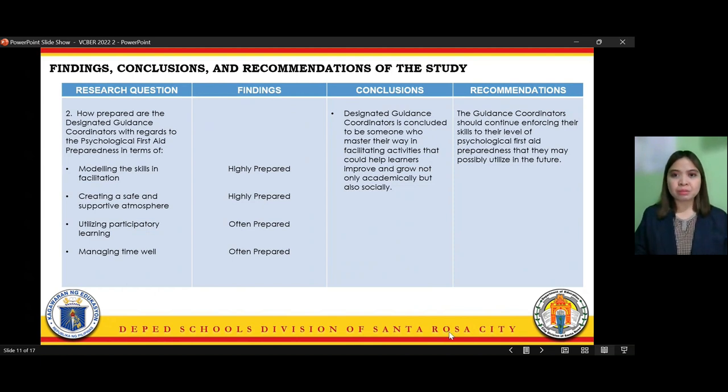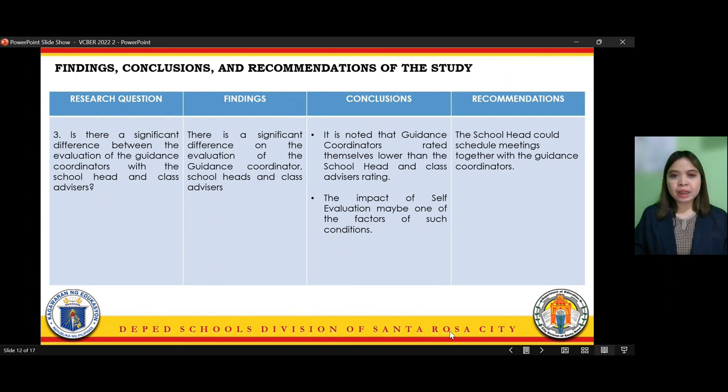Number three, it is found out that there is a significant difference on the evaluation of guidance coordinators, school heads, and class advisors. It is noted that guidance coordinators rated themselves lower than the school heads and class advisors rated them. The impact of self-evaluation may be one of the factors of such conditions. Recommendation, the school head could schedule meetings together with the guidance coordinators.